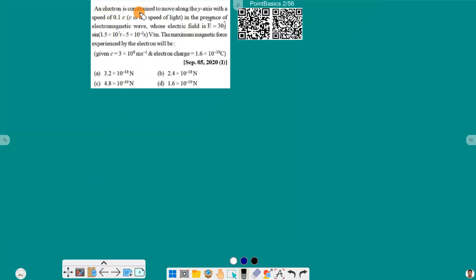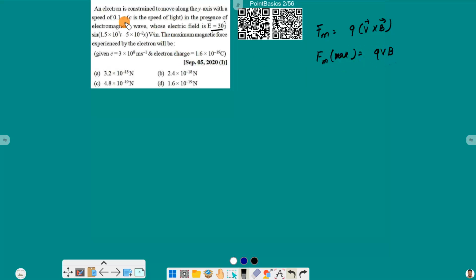An electron is constrained to move along the y-axis with a speed of 0.1 c, where c is the speed of light, in the presence of an electromagnetic wave whose electric field is given. The maximum magnetic force experienced by the electron will be. So to find the magnetic force, we know that the magnetic force is equal to q into v cross B, and the maximum value of this magnetic force will be equal to qvB.